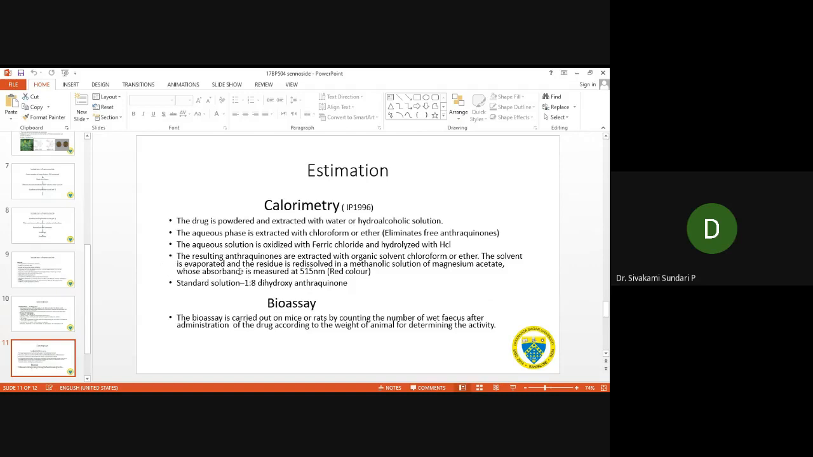The solvent is evaporated and the residue is redissolved in a methanolic solution of magnesium acetate, whose absorbance is measured at 550 nanometer. We get a red color when treating with the respective reagents. The standard solution is usually 1,8-dihydroxy anthraquinone. The second method is bioassay. In this method, mice or rats are used, counting the number of wet feces after administration of the drug according to the weight of the animal, for determining the activity.